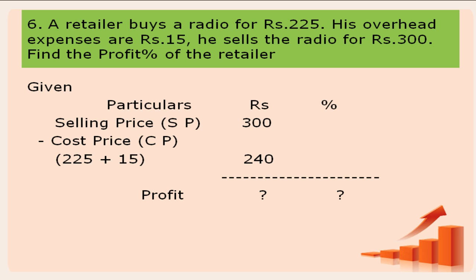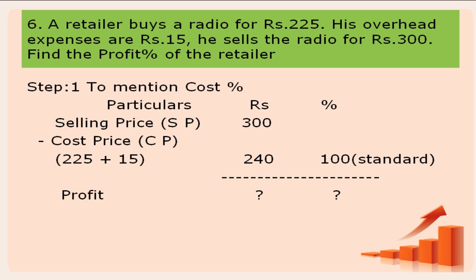We are going for the next step. Here we are going to mention the cost price percentage. For all the given situations, cost price percentage remains standard or fixed at 100. So selling price in rupees is 300, cost price in rupees is 225 plus 15, that is equal to 240. Therefore we have to calculate profit in rupees and also profit percentage.